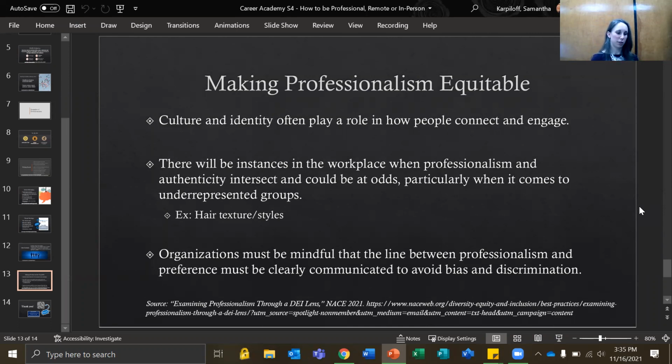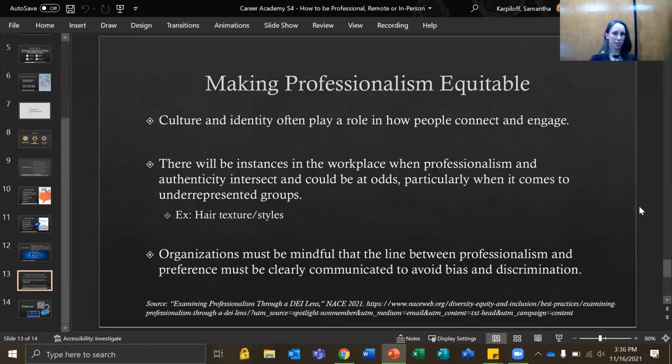Next, there will always be instances in the workplace when professionalism and authenticity intersect. They could be at odds, particularly when it comes to underrepresented groups. Again, this is something that we'll talk more about in the upcoming workshop at the end of November. An example could be that someone's hair texture or style is not approved of by a hiring manager or a recruiter. That's not something that you have control over, but it is something that the workplace in general is trying to move forward and improve the standards of, not judging anybody for the way that they look, but making sure that is not a factor in the hiring process, and in making people feel comfortable and welcomed at their workplace.